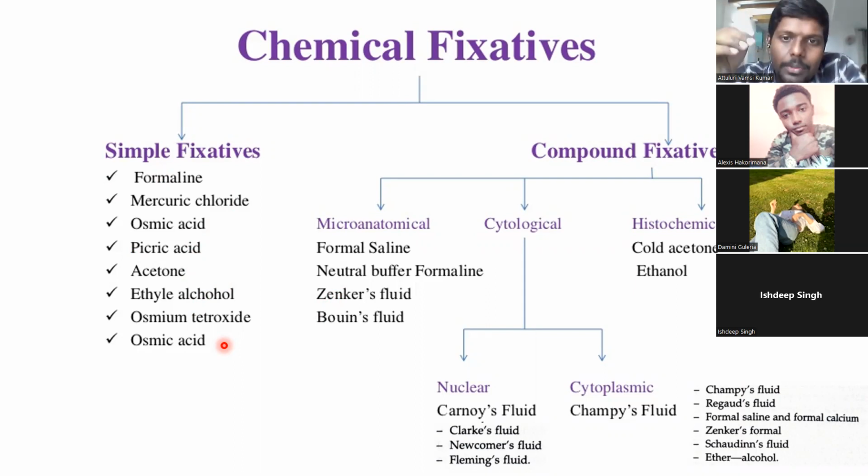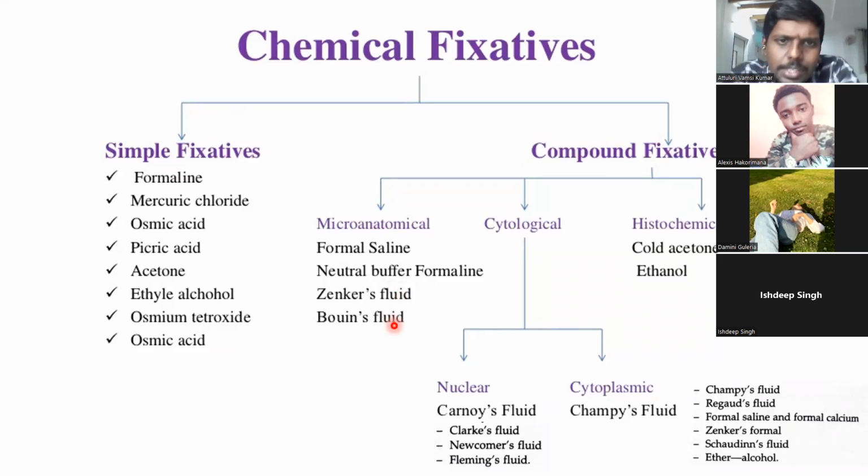Now, depending upon their usage, depending upon the target organ or cells, these compound fixatives are further divided into four types. Very important. One is the classical histopathological fixative, called the microanatomical fixative, which we use in histopathology. Microanatomical fixatives include formal acid, neutral buffered formalin, Zenker's fluid, and Bouin's fluid.